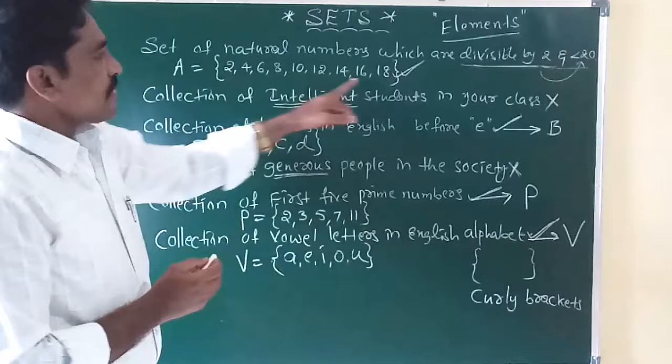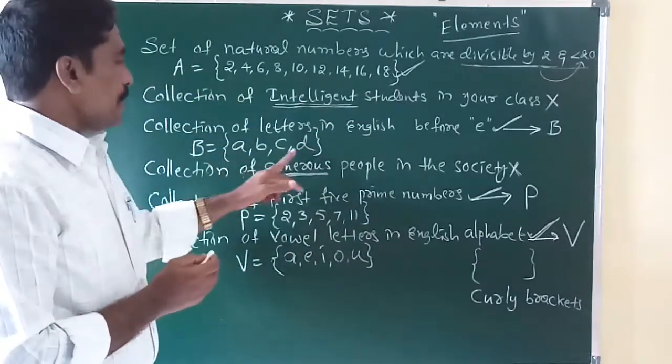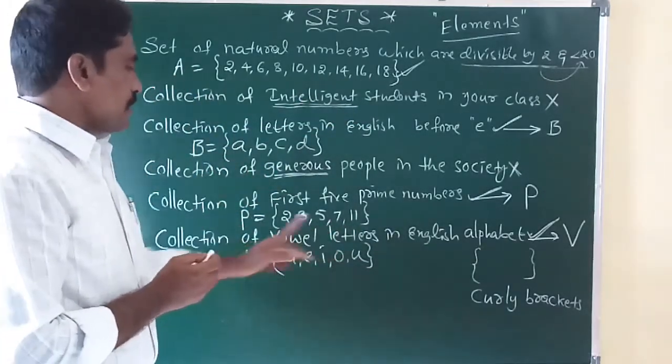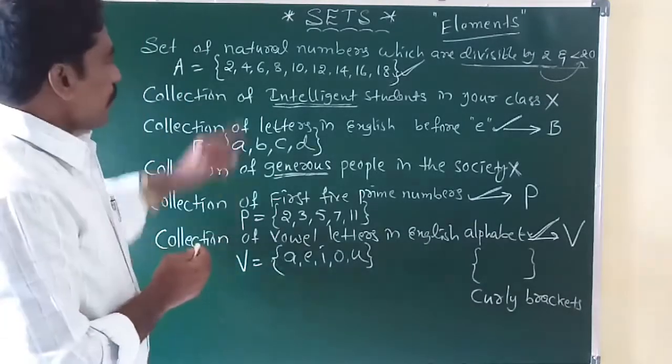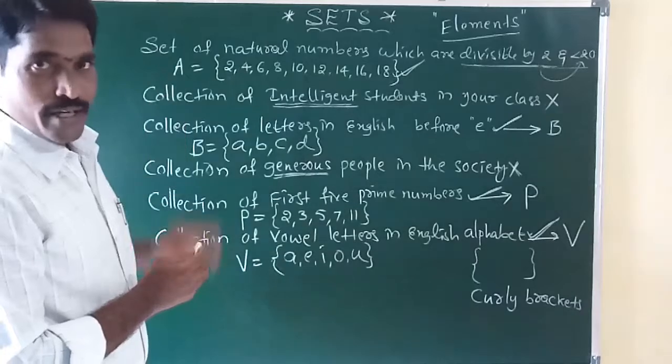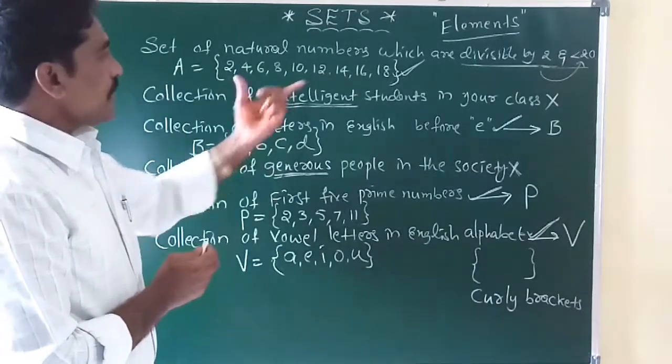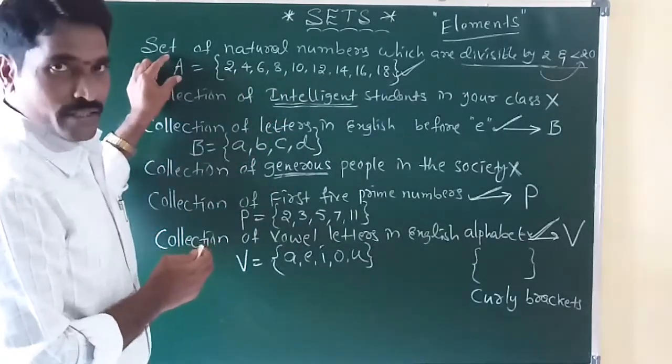These are the elements of set A, these are the elements of set B, these are the elements of set P, these are the elements of set V. All these elements are in set A, so these elements belong to the set A.